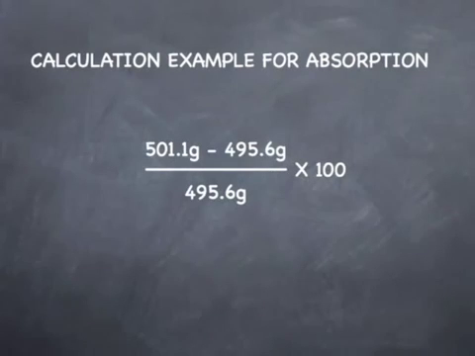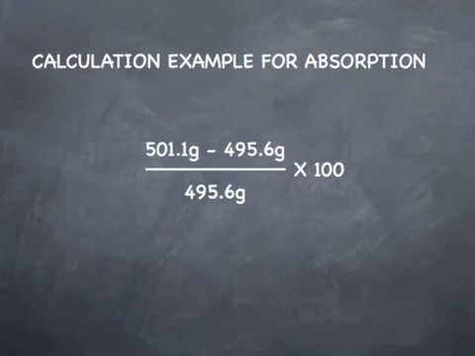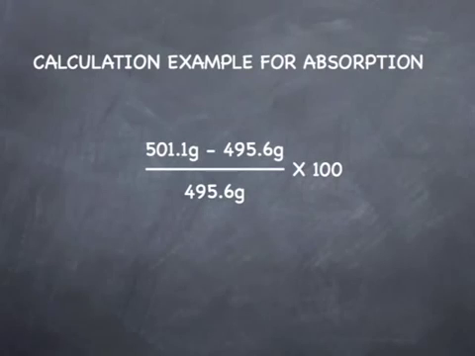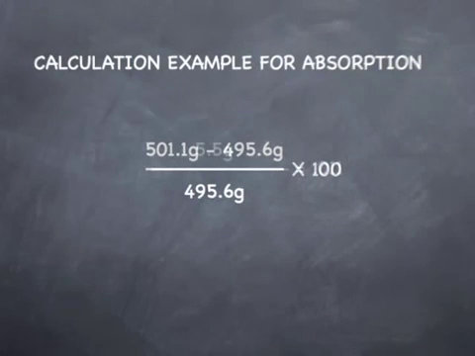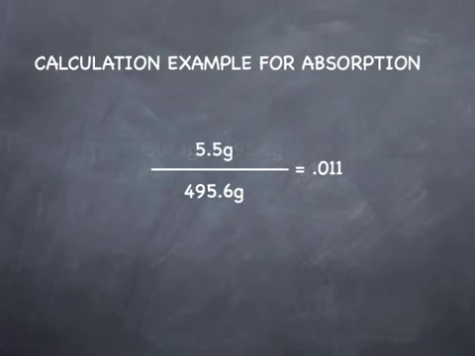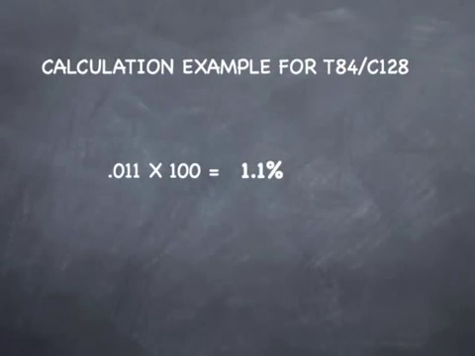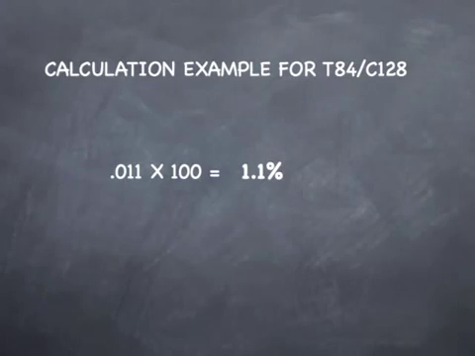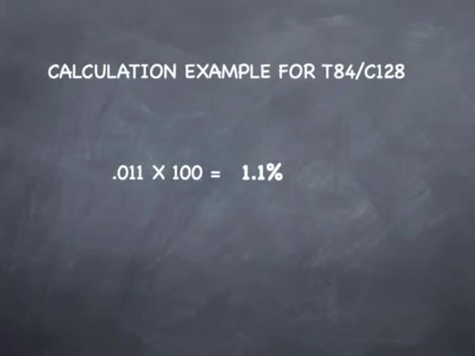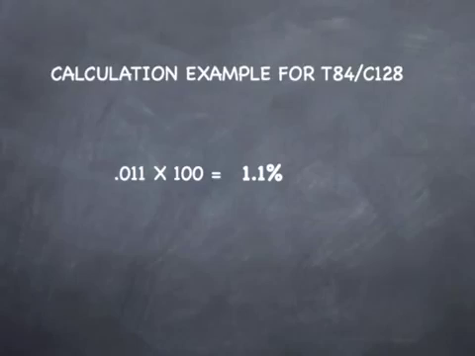And again, we simply now plug in our numbers, so 501.1 minus 495.6 divided by 495.6 times 100. And if we do the math, we should wind up with 5.5 grams divided by 495.6 grams, which should give us 0.011. And if we take the 0.011 and times it by 100, we should wind up with an absorption for our fine aggregate of 1.1%.